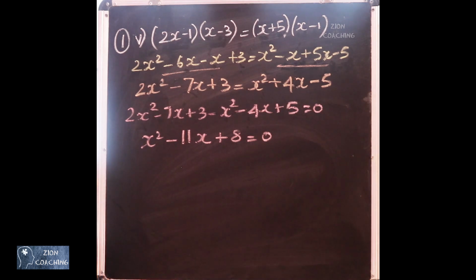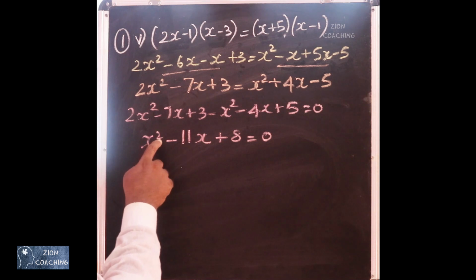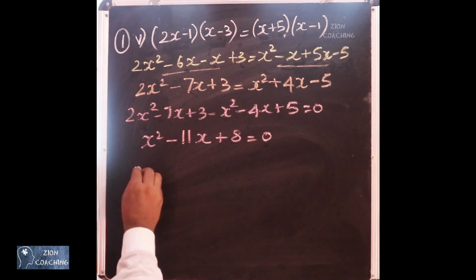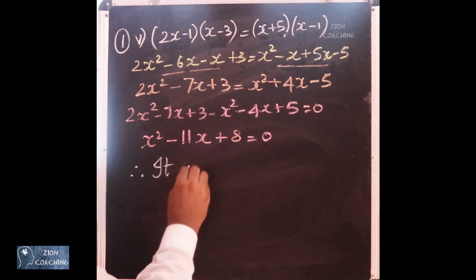Now in the final equation you can see that the degree of the polynomial is 2. So it is a quadratic polynomial and it is equated to 0. Therefore, it is a quadratic equation.